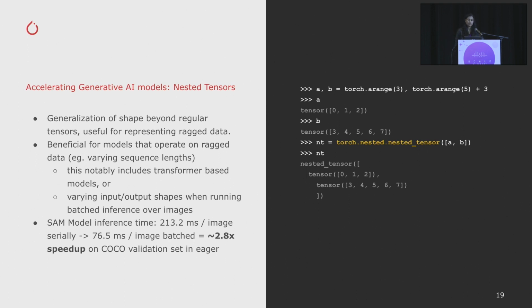So this is what the nested tensor API looks like. You have two torch tensors here, each of different shape, A and B. And then you invoke the nested tensor API with the two tensors as inputs, which then generates a new tensor object called nested tensor, which includes these two tensors. So in your model, if you have inputs with varying shapes, you could potentially use a nested tensor and take advantage of batched processing.